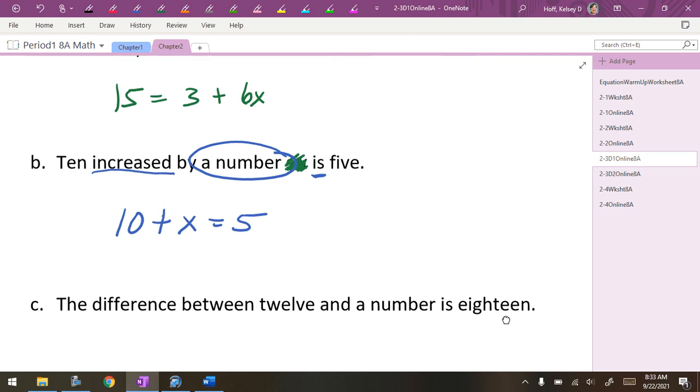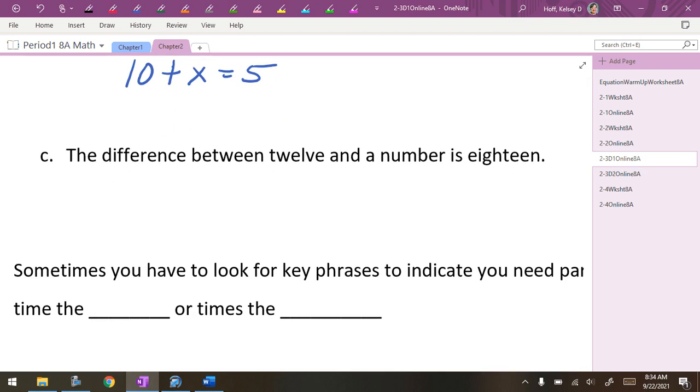Okay? C, try this one on your own. I'm not even going to read it. Everybody do it right now. C, and then I'm going to call on somebody.